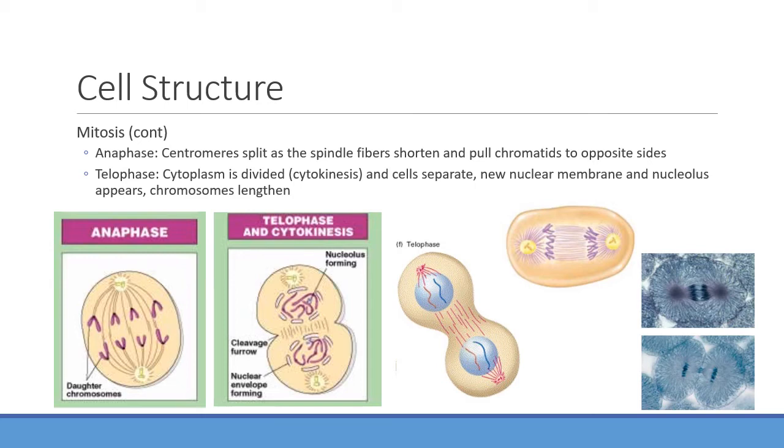And then you're going to eventually have the nucleus reform again, and the chromosomes can then start to lengthen back out and go back to, hopefully, G0 phase, or if they're a really rapidly dividing cell, maybe they're getting ready for mitosis again.